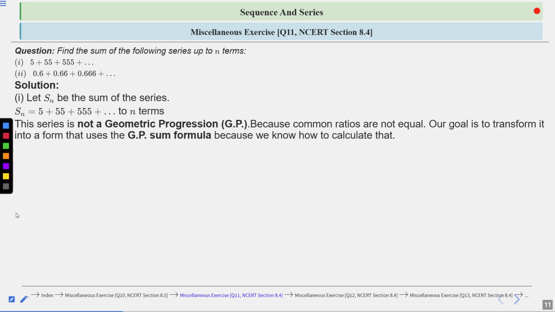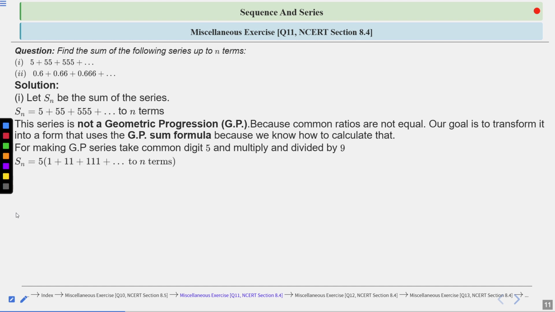This series is not a geometric progression GP because common ratio are not equal. Our goal is to transform it into a form that uses GP sum formula because we know how to calculate that. For making GP series, take a common digit 5 and multiply and divide by 9. So Sn will be, let us take 5 as common. So Sn will be 5 times 1 plus 11 plus 111 up to n terms, right?